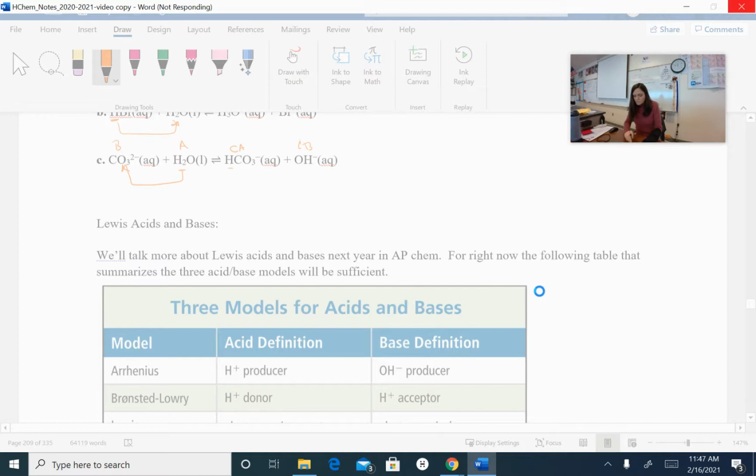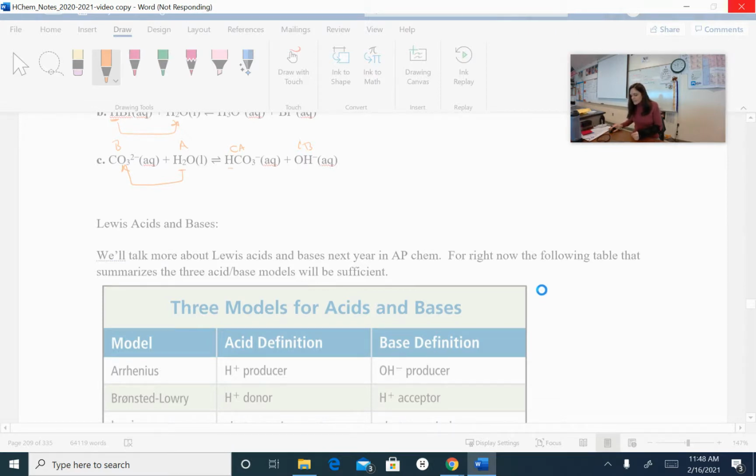Okay, so the Arrhenius model of an acid is a hydrogen ion producer in water. Make sure that you know that Arrhenius has to be in water, okay? The base definition is a hydroxide ion producer in water, okay? The Bronsted-Lowry definition of an acid is a hydrogen or a proton donor, and the Bronsted-Lowry definition of a base is a hydrogen or a proton acceptor. Okay, Lewis acids and bases have to do with electron pairs, lone pairs.